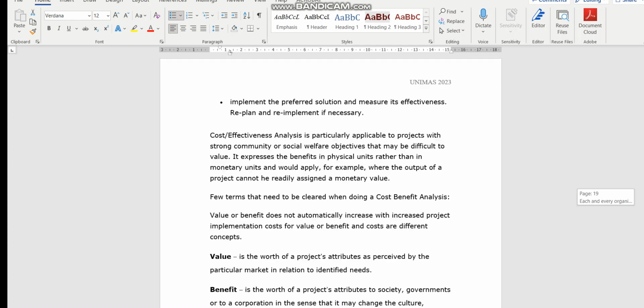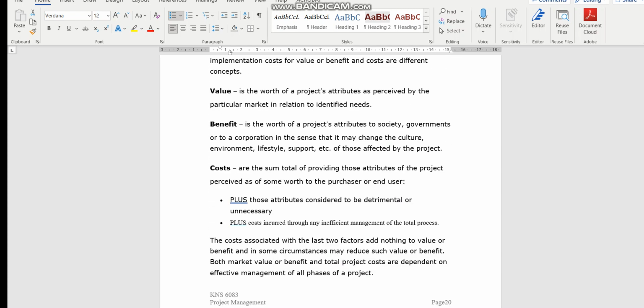So value of the project is measurable by the cost and the benefit. If your benefit is a lot higher than the cost, then of course the value of the project is a lot higher, compared to, for example, a cost that is high and a benefit that is not so great. So we need to measure apples with apples, meaning that if we are measuring cost and benefit, then it has to be value that we are measuring. So value is our orange or our apple.